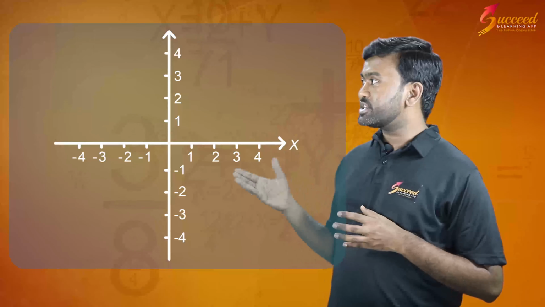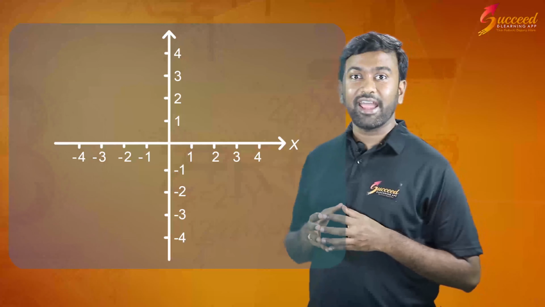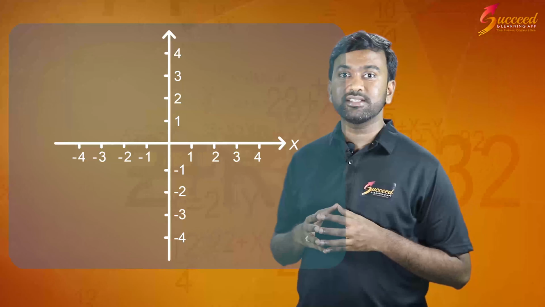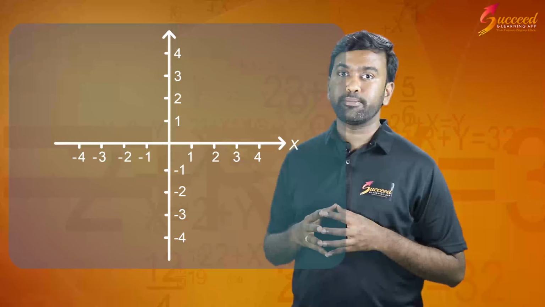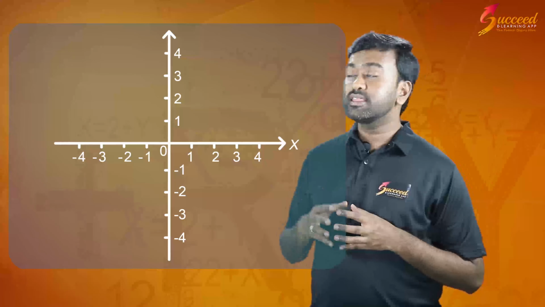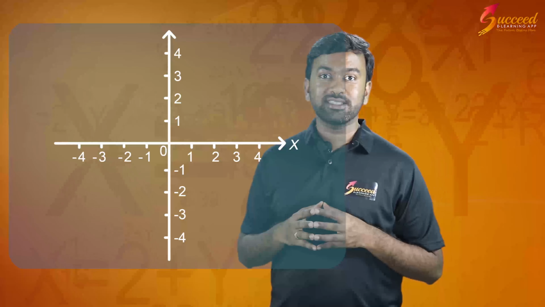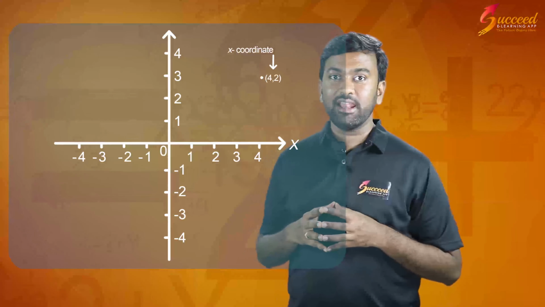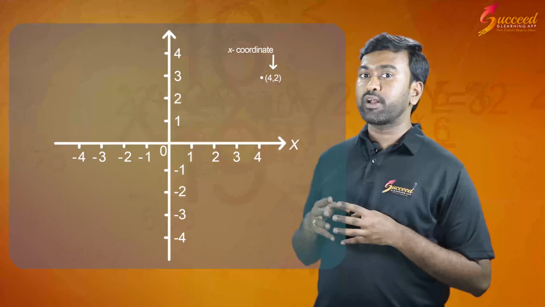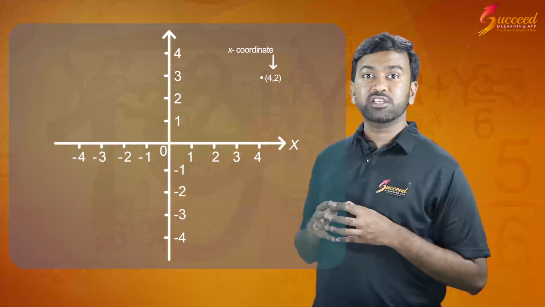And the intersection between the x and y axes is called the origin, denoted by O. The distance of a point from the y-axis is called its x-coordinate, while the distance of a point from the x-axis is called its y-coordinate.